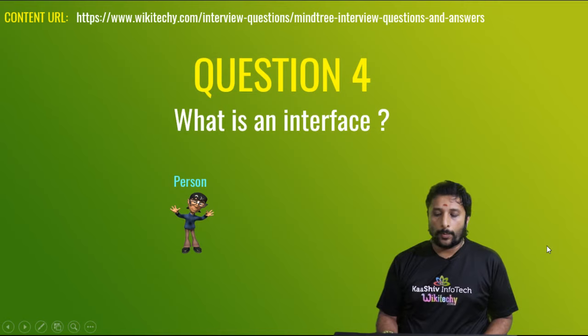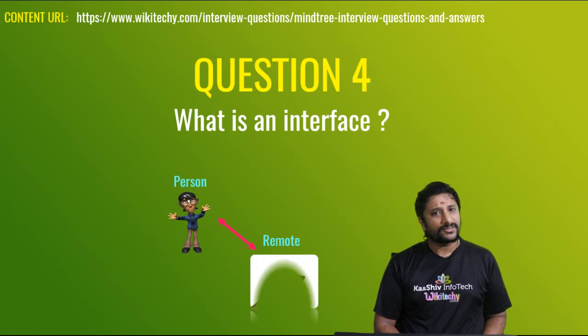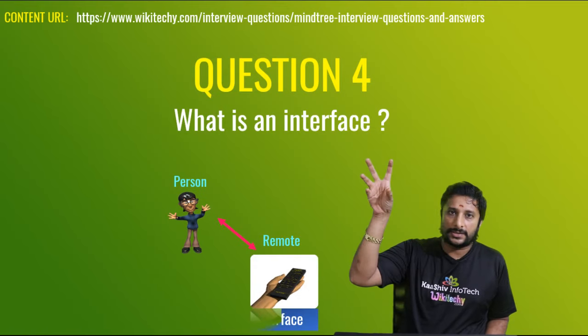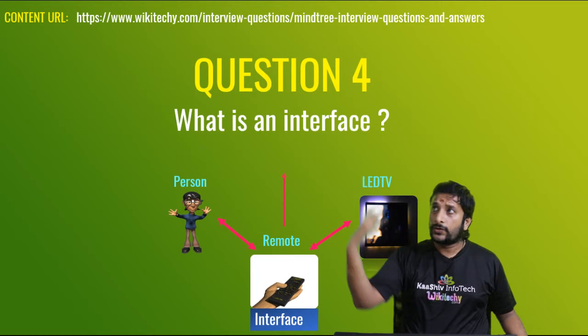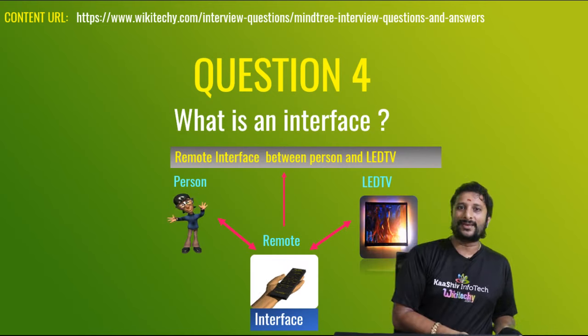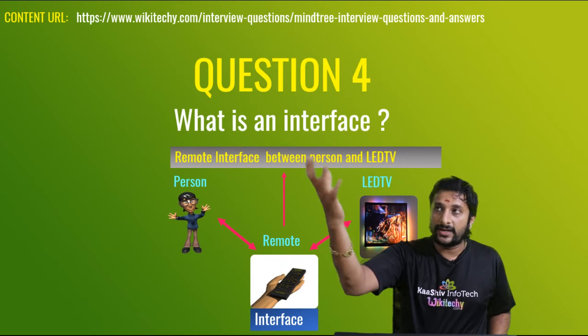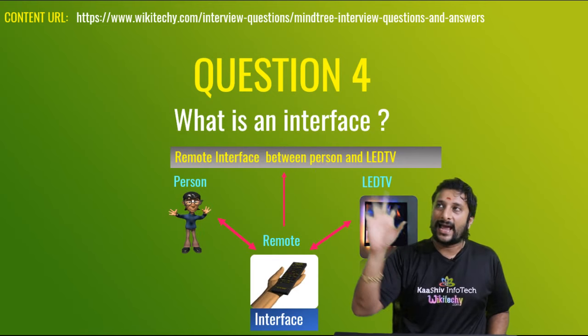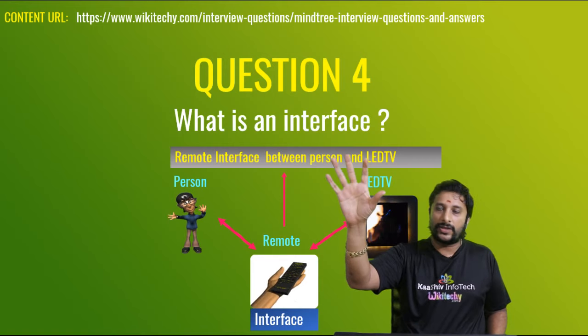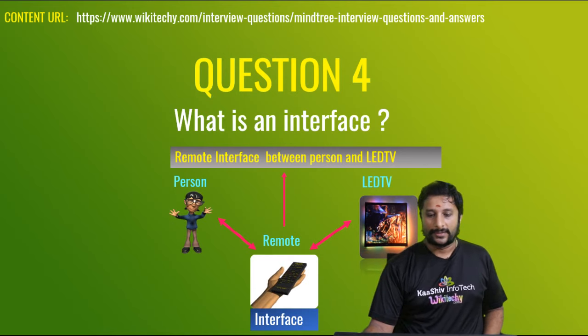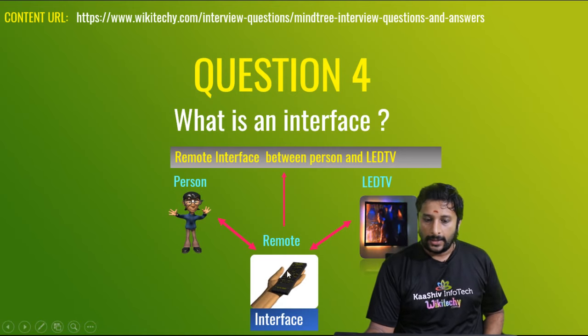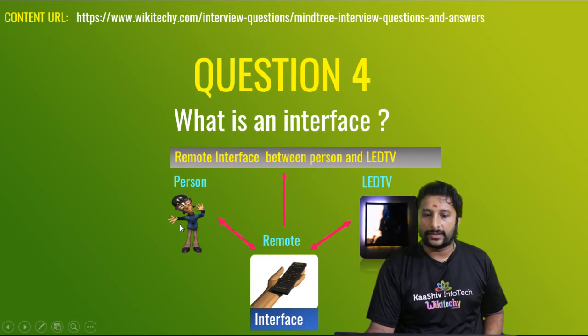Let's talk about an interface. What is an interface? An interface is nothing but a template. Using this template, you create an object and use those members to do something. Do we have any method definitions or declarations of members? No, it's a blind method without any definition. Declare it and use it. That's called an interface. So a remote is an interface between the LED TV and the person.